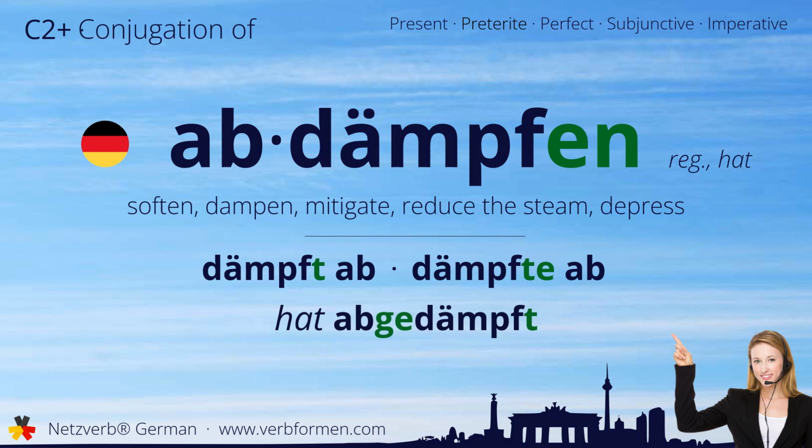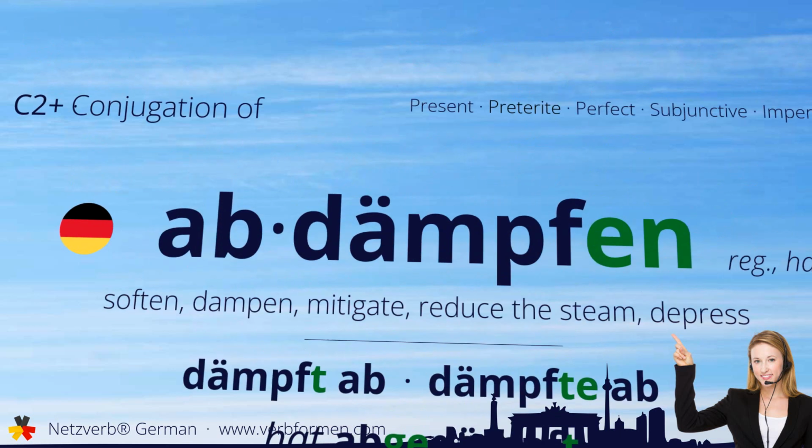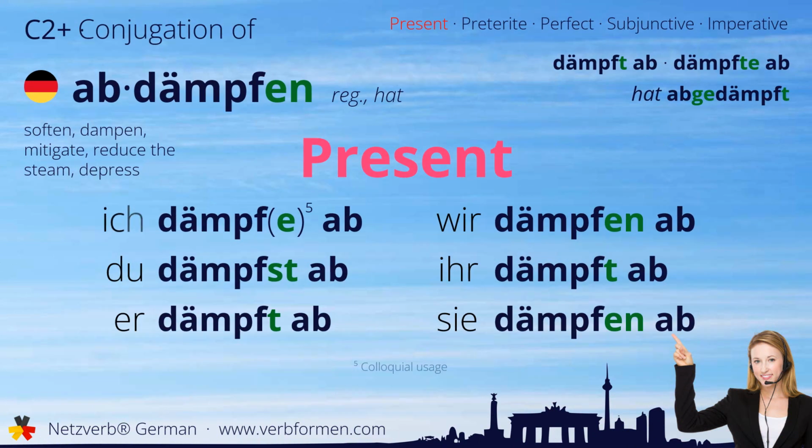Now let's move on to the tenses. First, we'll take a look at the present tense. Ich dämpfe ab. Du dämpfst ab. Er dämpft ab. Wir dämpfen ab. Ihr dämpft ab. Sie dämpfen ab.